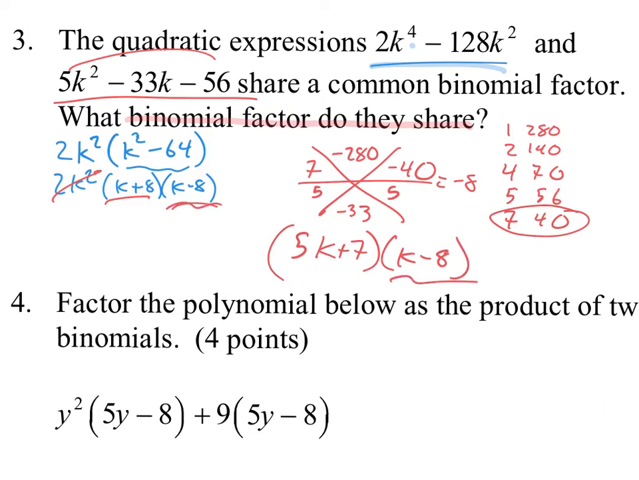Hopefully you see what I see. They both share a k minus 8, so what binomial factor do they share? It's k minus 8. That's what they share. That's what they have in common. So you've got to factor both to get that one.